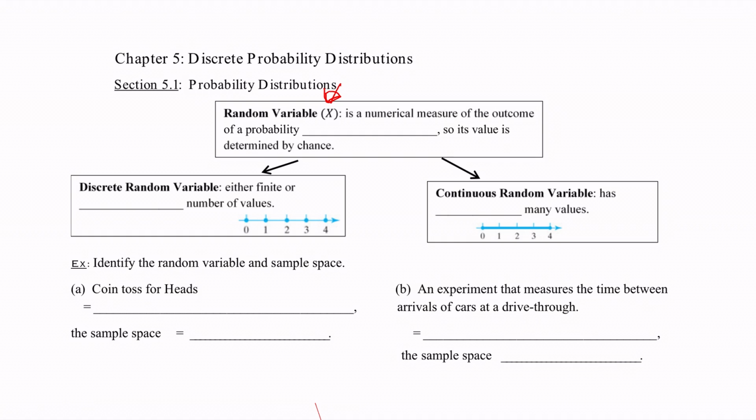random variable. And a random variable is just sort of like a function that can take on many different values, and the probability that it takes on a certain value is given by its probability distribution. And what they're saying here, a random variable X is a numerical measure of the outcome of a probability experiment.